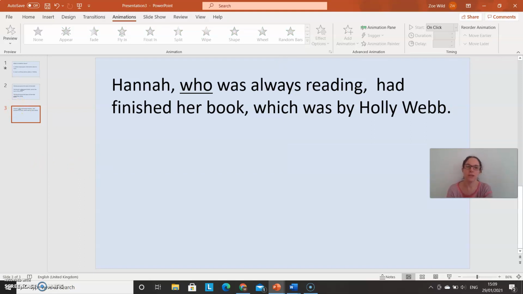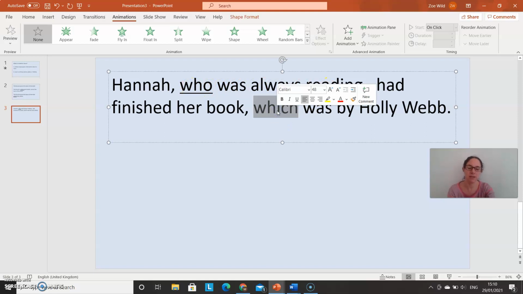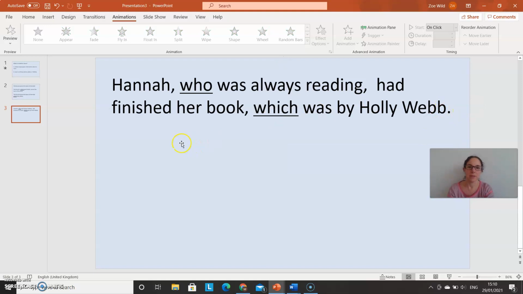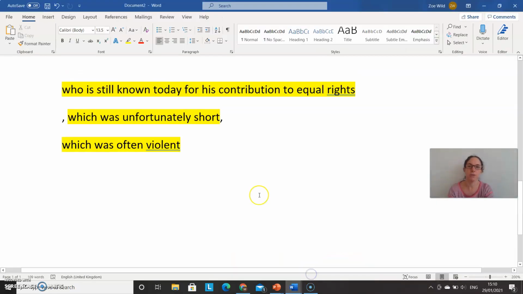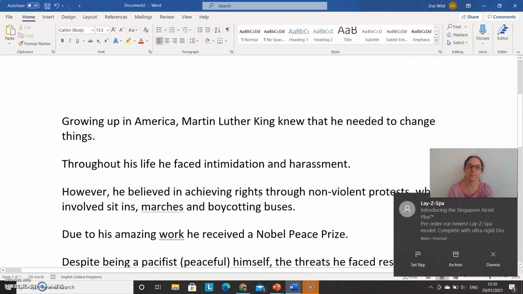So I've got a relative pronoun here, who, which is in my relative clause, and I've got a relative pronoun here, which, and my relative clause is which was by Holly Webb. And I don't need a comma after it because I've got a full stop at the end of my sentence. Whereas here I've got a comma before and after my relative clause. So let's have a look at how that's going to apply to what you're doing today.